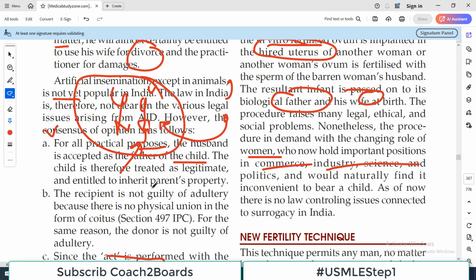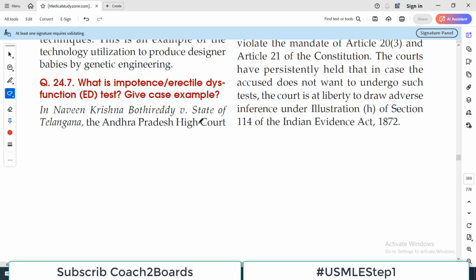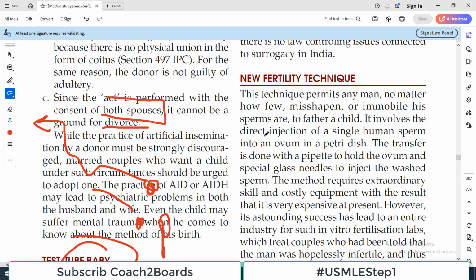industry, science. Actually, surrogacy is becoming very common. Some big film stars have also had children through surrogacy. So this is becoming quite a common thing now, particularly in India. Now, this technique permits the new fertility technique. Any man, no matter how few misshapen or immobile his sperms are, to father a child.